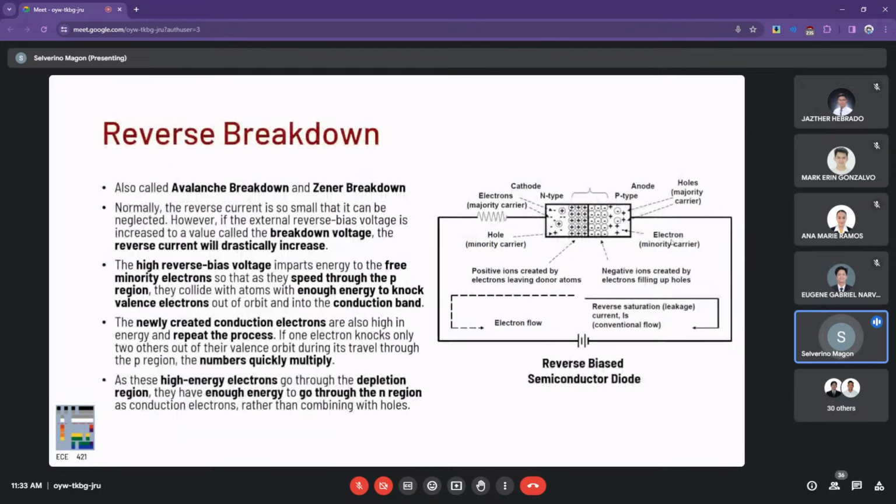Okay, so we've seen the reverse bias region, but as I've mentioned, this can go on until we've reached some physical limits, and this physical limit that I was referring to is called the avalanche breakdown region. Are you guys familiar with the term avalanche?